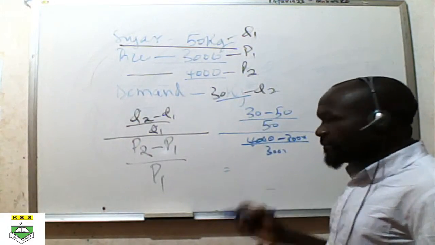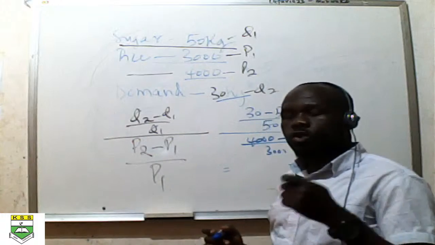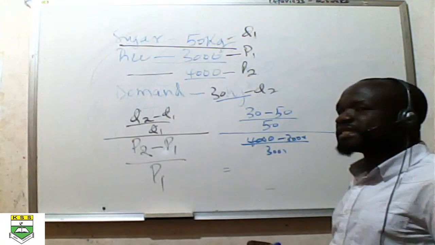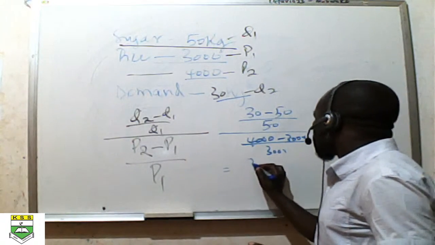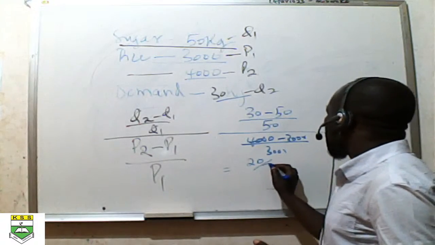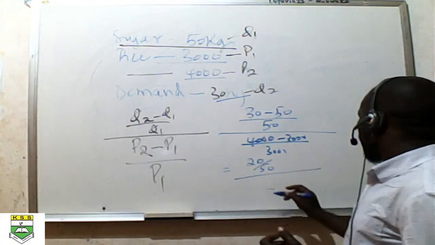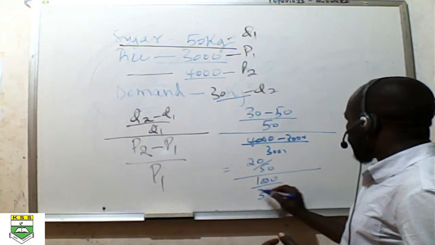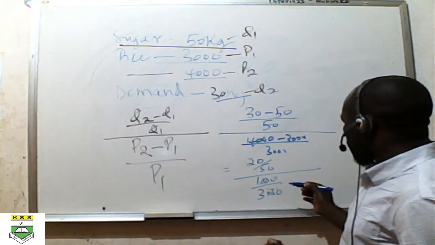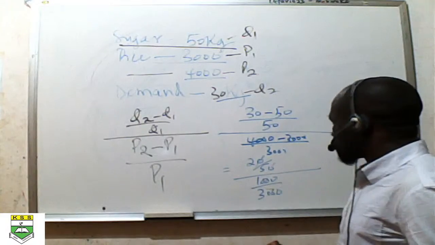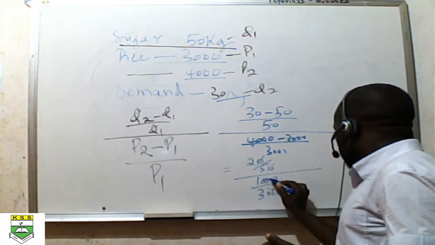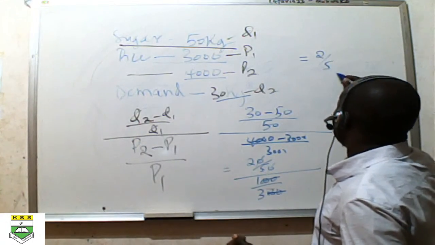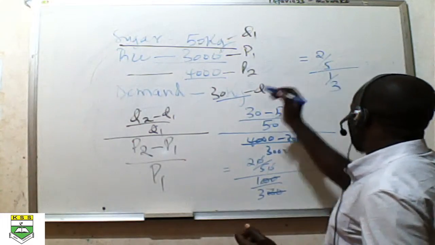So now it's just a matter of simplifying this. Remember we said when you're calculating elasticity, we do not regard the negative sign. For example, we have 30 minus 50. It is supposed to be negative 20, but we take it as 20. So we shall have 20 out of 50, all divided by 1,000 out of 3,000. And from your mathematics, you can easily see that this 0 can go out with that 0. Then these 3 zeros also go with this. So we shall remain with 2 out of 5, all divided by 1 out of 3.